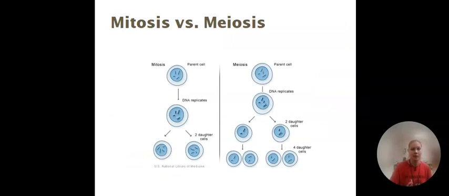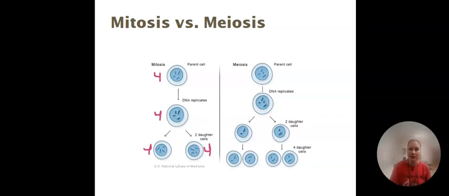So again, just comparing mitosis and meiosis. We can see up here in mitosis, we start with 4 chromosomes, and then we replicate the chromosomes, but we still only have 4 of them. We just went from having 4 single chromosomes to having 4 double chromosomes. Then we divide, and both daughter cells still have 4 chromosomes. So we didn't gain or lose anything.